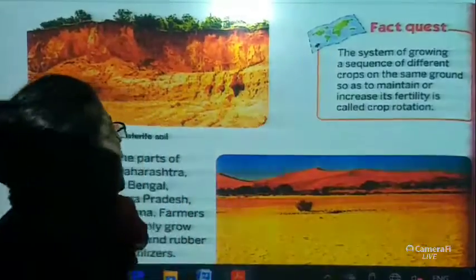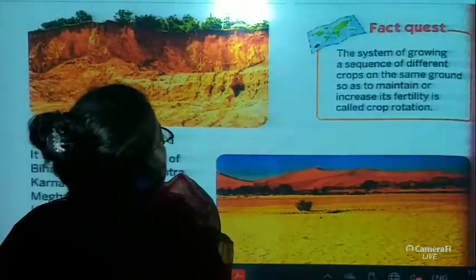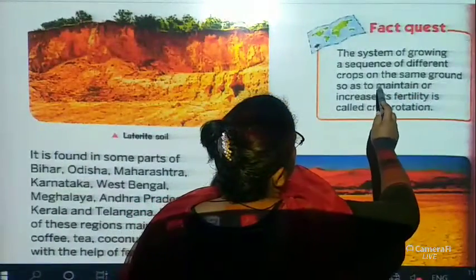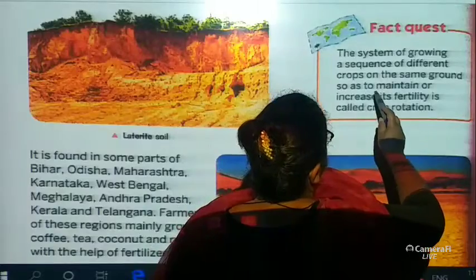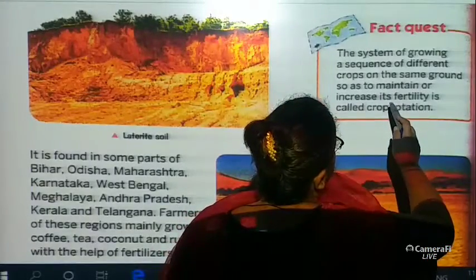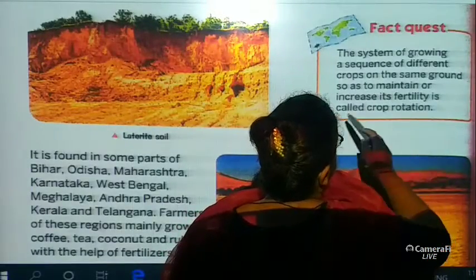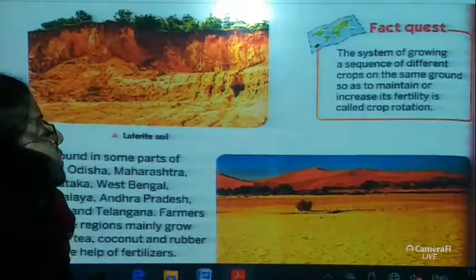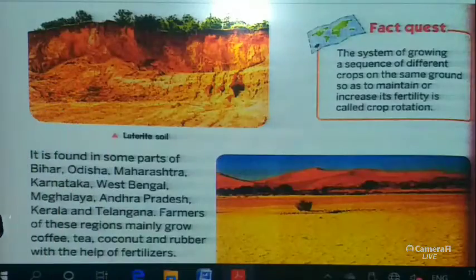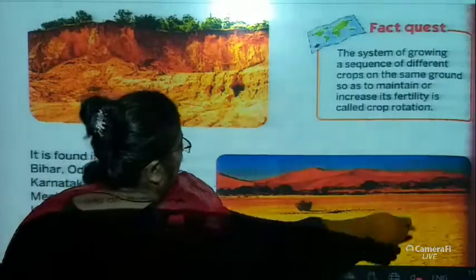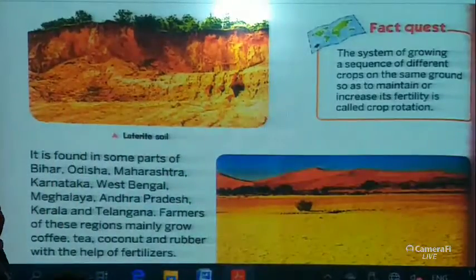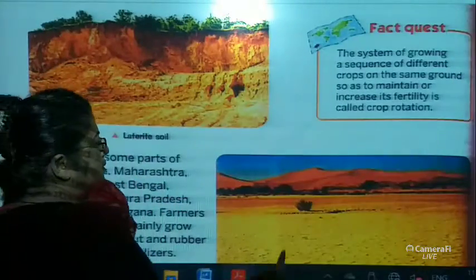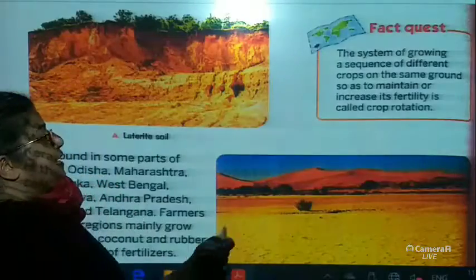Okay, the fact quest. The system of growing a sequence of different crops on the same ground so as to maintain or increase its fertility is called crop rotation. Okay, children, now what is crop rotation? Suppose in this area we have grown rice. Now whatever minerals and vitamins the rice has to take from the soil, the rice takes and we get it.